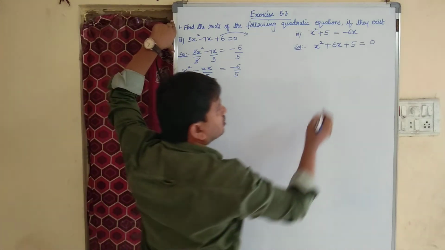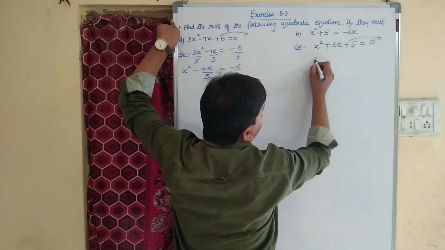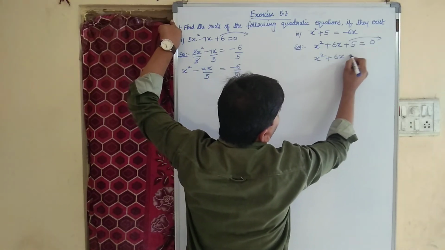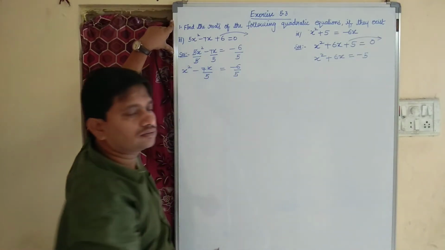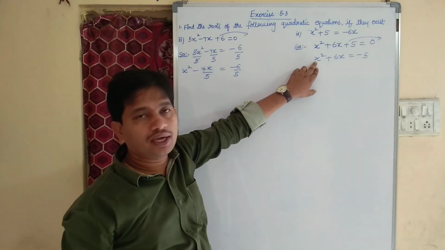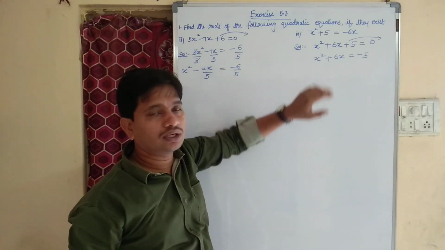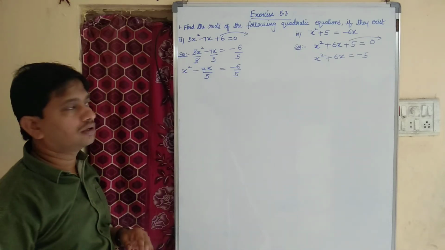Coming to the fourth question also, transpose plus 5 towards the right hand side, you will get x square plus 6x equal to minus 5. Here there is no need of dividing by anything because the x square coefficient is 1 only. So no issue at all, right?